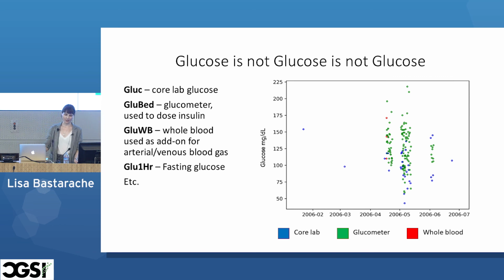For instance, let's say I want to pull all the glucose labs. Well, there's like 20 different types of glucose labs. That's actually probably 50, right? There's glucose, glucose bed, glucose whole blood, there's 1 hour glucose, 4 hour glucose.